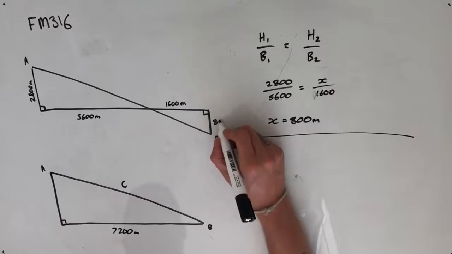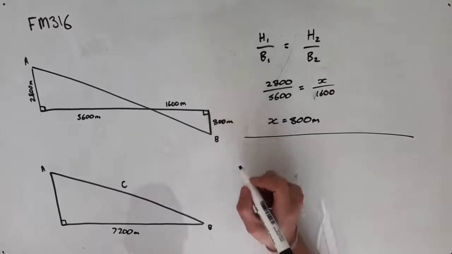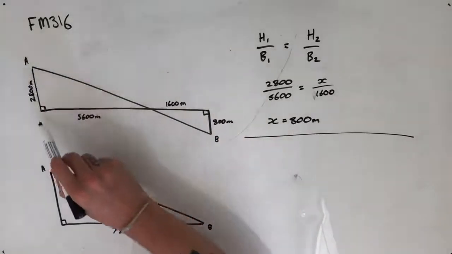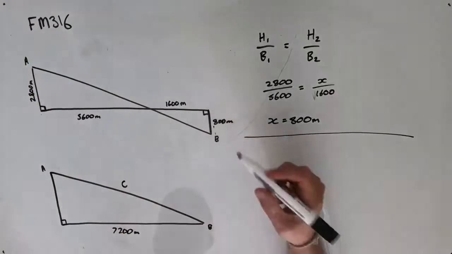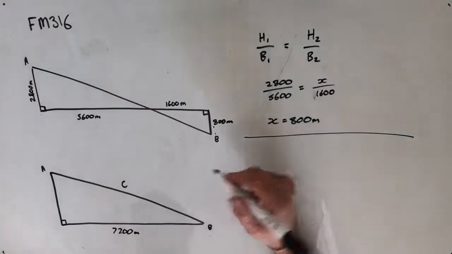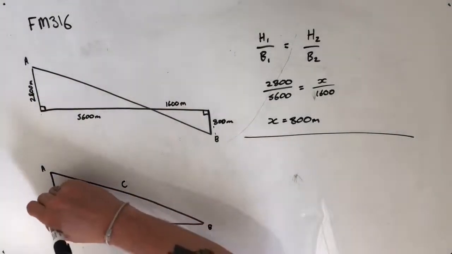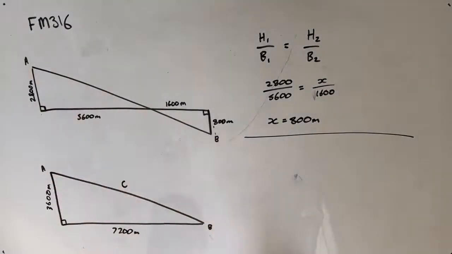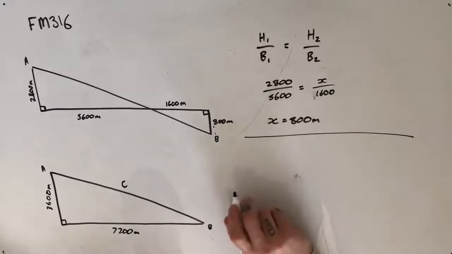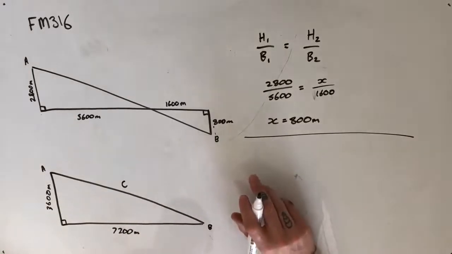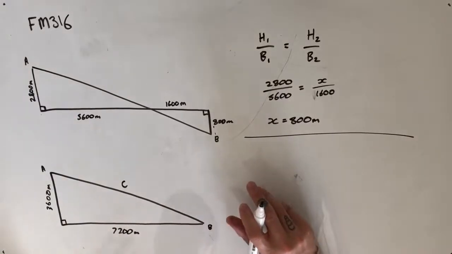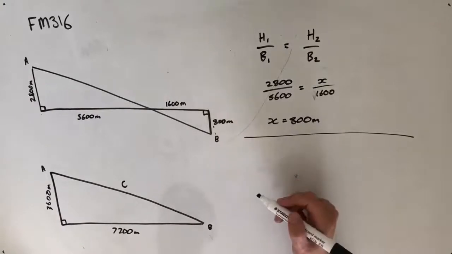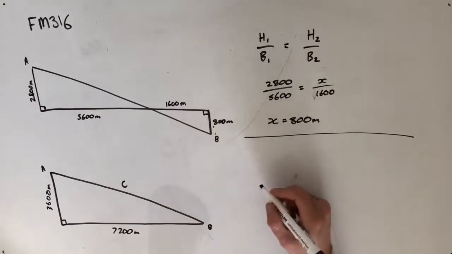So we've got 800 meters here, which if we add to our other height of 2,800, we should get an overall height of 3,600 meters. Now notice I'm keeping everything in the meters unit because we've been asked to find the distance in meters, so we want all of our measurements to also be meters.